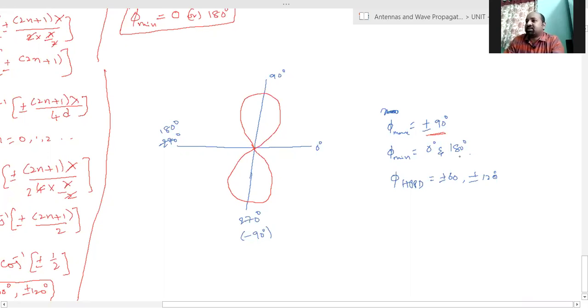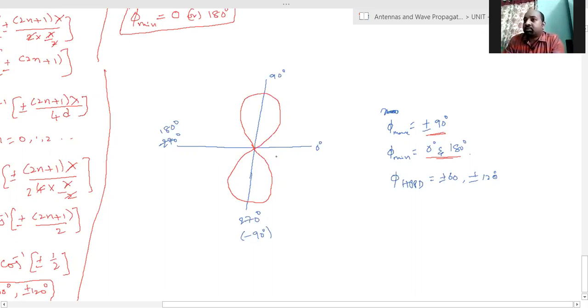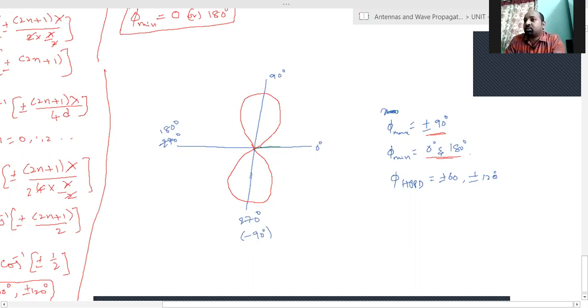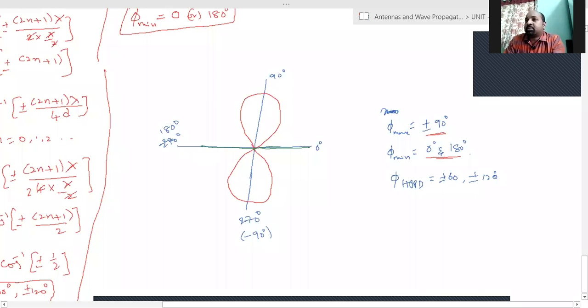Next, minimum directions. Minimum directions means null, so zero. That means there should not be any radiation along 0 degrees and 180 degrees. So this is null, nothing. Leave it as it is, no need to draw anything here. So 0 degrees and 180 degrees are null.